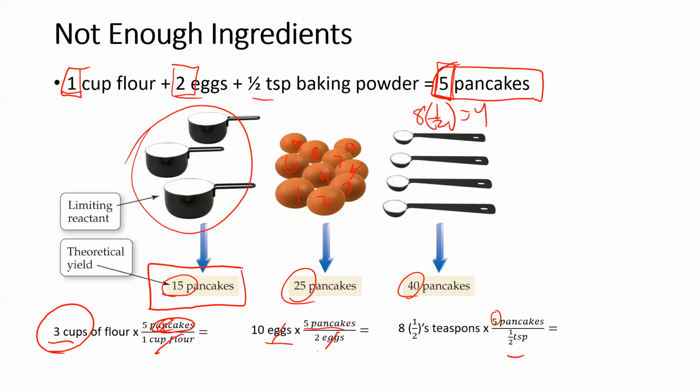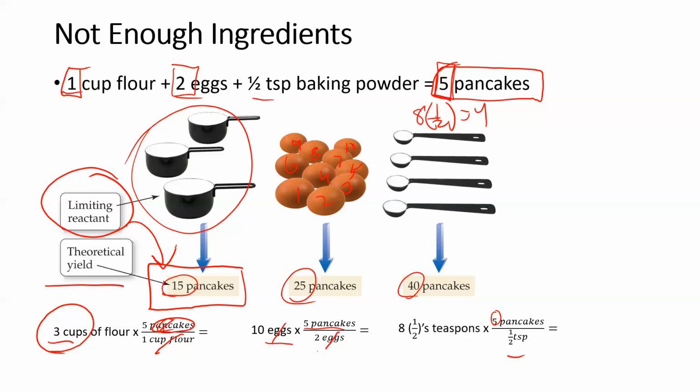So my answer is referred to, what I do on paper, as the theoretical yield. The theoretical yield is the maximum amount of pancakes I can produce based on what I have in my cupboards. The limiting reactant is the reactant that gets used up first or limits the amount of product produced. So the 3 cups can only make 15 pancakes. It limits the reaction. It's a limiting reactant. So the flour is the limiting reactant, and my theoretical yield is 15 pancakes.